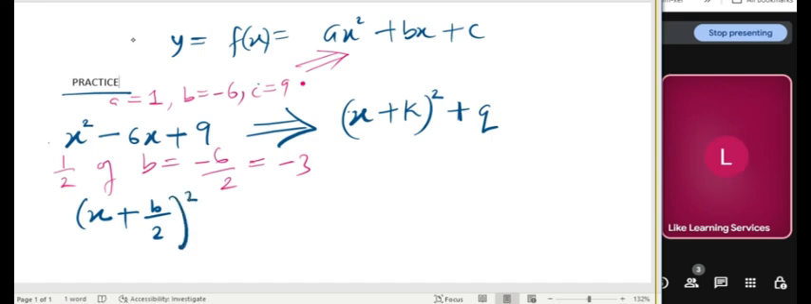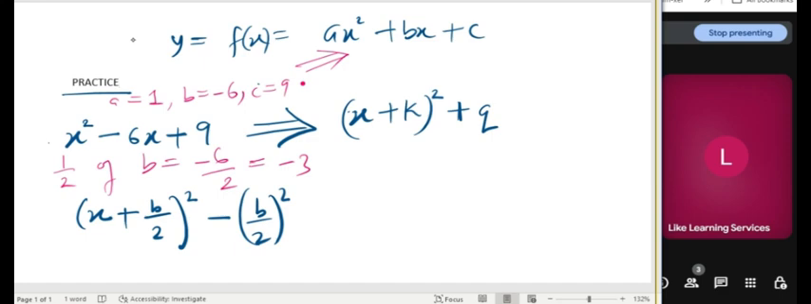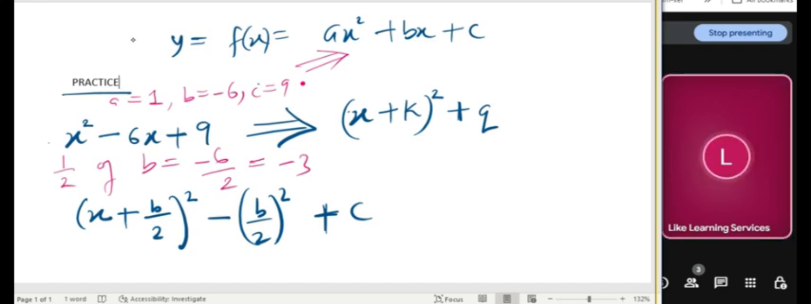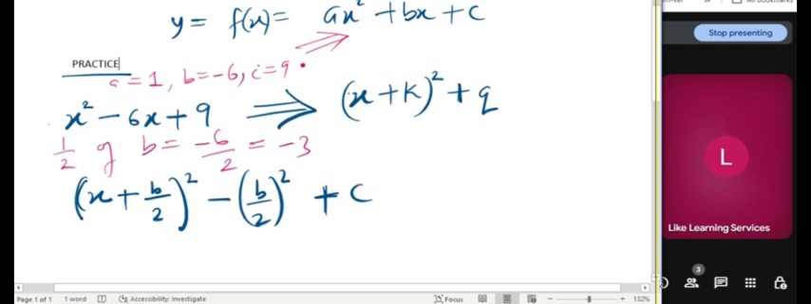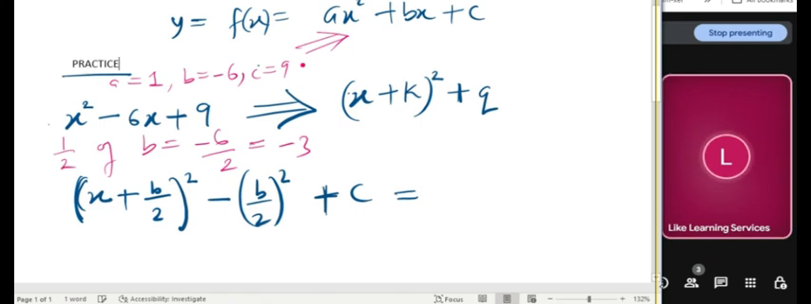Then minus that b over 2 all squared, before you continue with the rest, plus c. That's how we should always do it. Open the bracket, x plus b over 2 all squared, minus that b over 2 squared, then plus c. Can we apply it there? So this will be equal to just substitution.